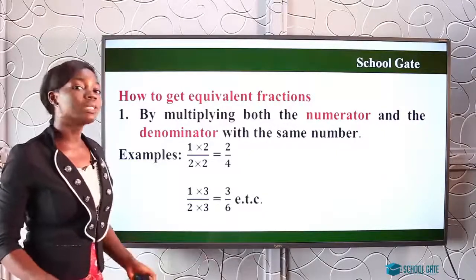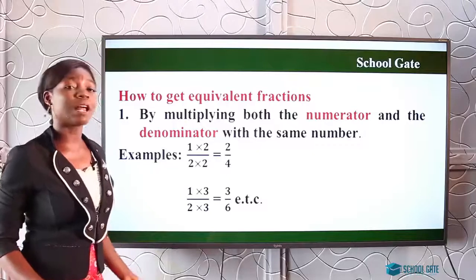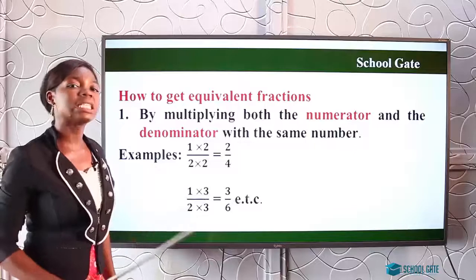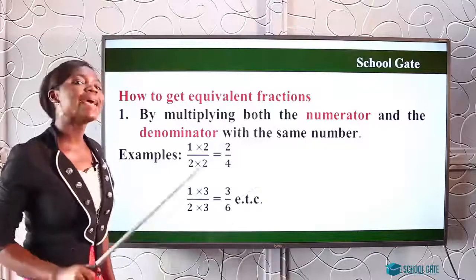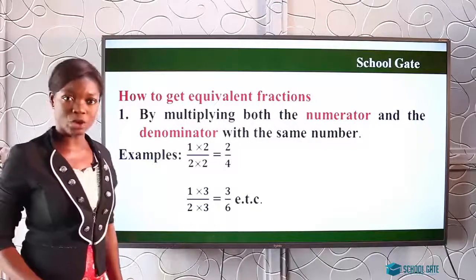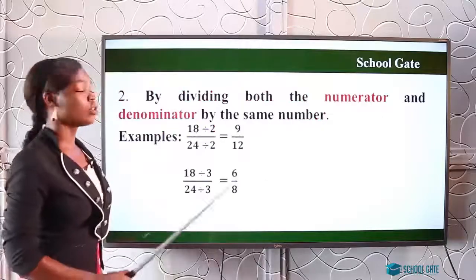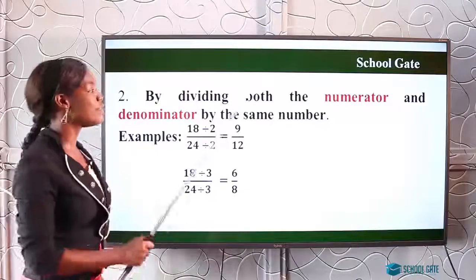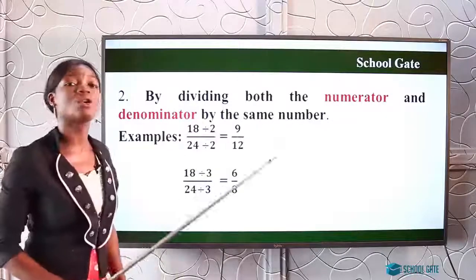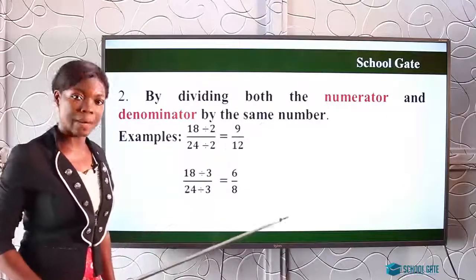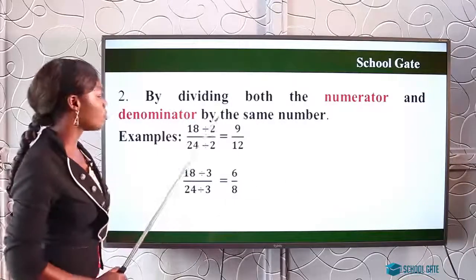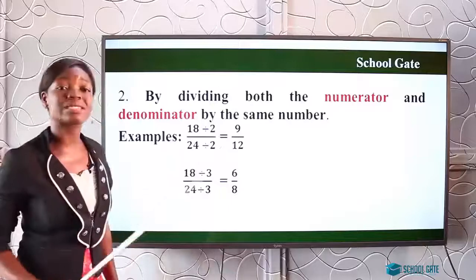Now, you could multiply by 5, multiply by 6, but make sure that the number you use to multiply the numerator is the same number you use to multiply the denominator. Are we following, kids? Okay? Now, another method is by division. By division, you divide the numerator and the denominator by the same number, just like that of the multiplication.